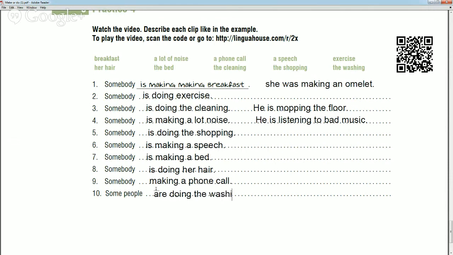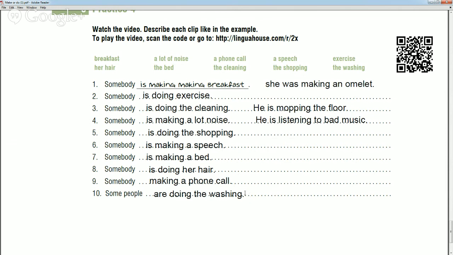Yes. I have another question. No, it's not the same. Say somebody is doing the bed or is making the bed. No, you really can't do a bed. You make a bed. Oh, okay.